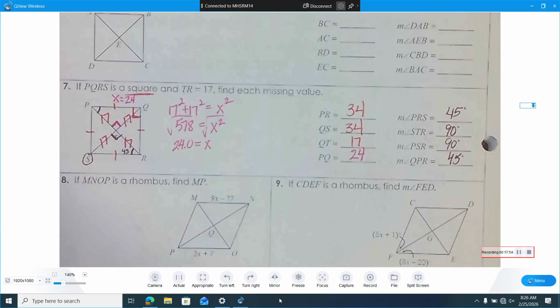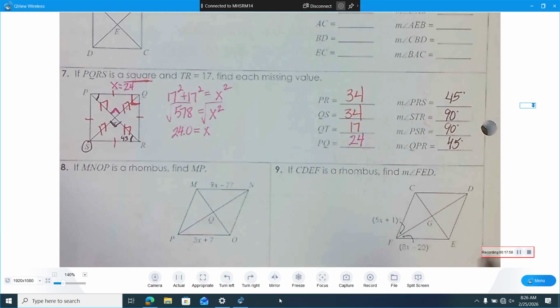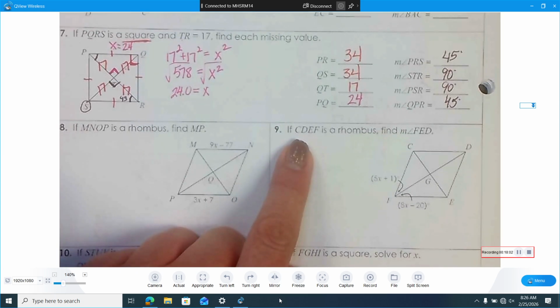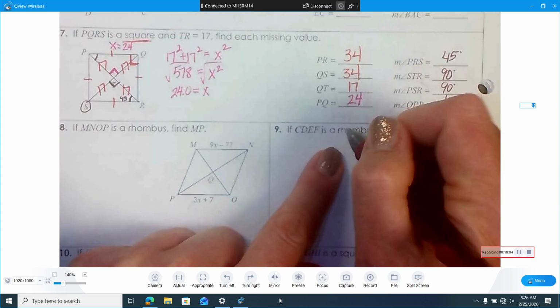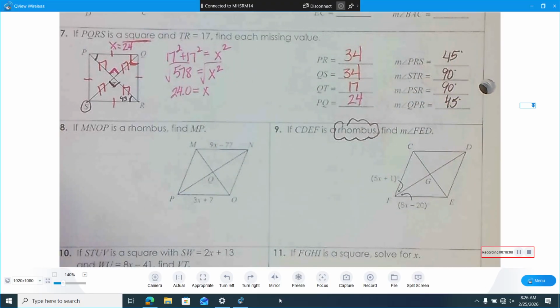Okay, let's look at number 9. CDEF is a rhombus. You must read carefully today, ladies and gentlemen. You have a Delta Math assignment. Everything is all mixed up today, so you need to read carefully. Am I thinking about a parallelogram, a rhombus, a rectangle? They're all mixed, okay? So you need to read carefully.